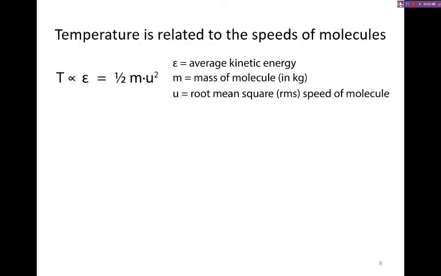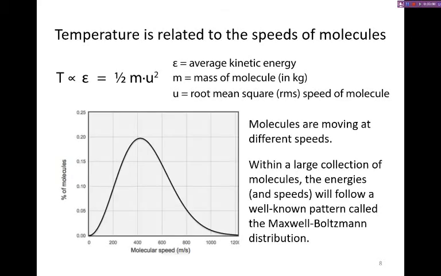We can also talk about temperature related to the speed of molecules. We said earlier that temperature is related to energy, to average kinetic energy. We also know that average kinetic energy is related to 1/2 m, where m is the mass of the molecule, times the root mean square speed of the molecule squared. That combined gets us this distribution. What we see is molecules are moving at different speeds. And so if you have a large collection of molecules, their energies and their speeds are going to follow a pattern called the Maxwell-Boltzmann distribution.